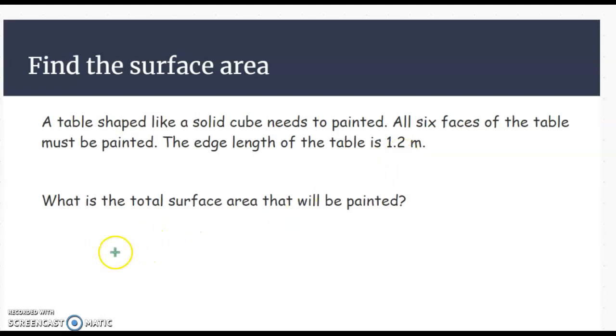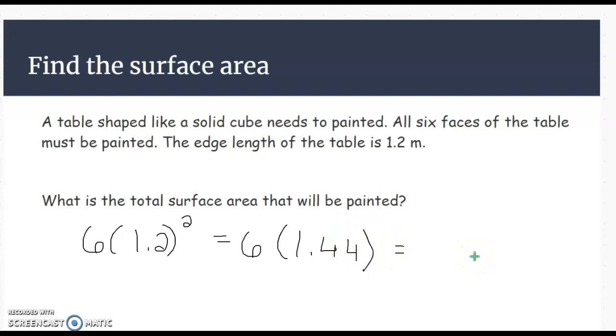So just like our previous problem, we just don't have the luxury of a picture. 6 times 1 edge squared, and 1 edge is 1.2. Break this down here step by step. First we're going to take 1.2 times itself to get the area of one face or one side of this table, and 1.2 squared is 1.44. We then take 1.44 times 6 to get 8.64, and it is meters, so we're going to label it as meters squared.